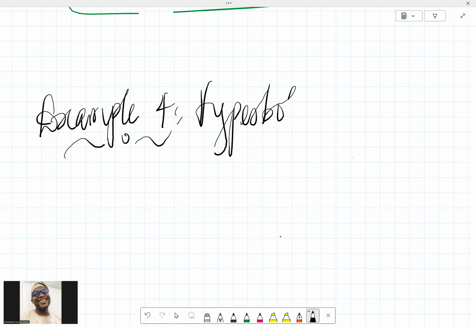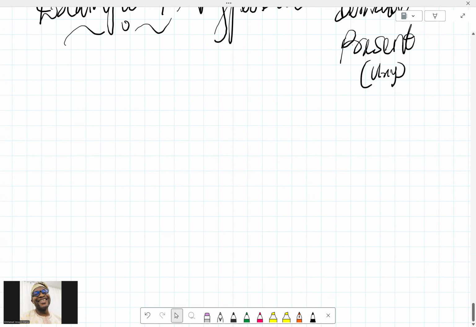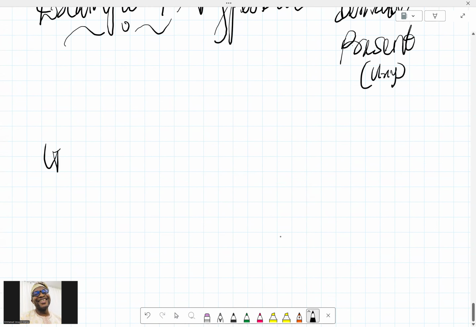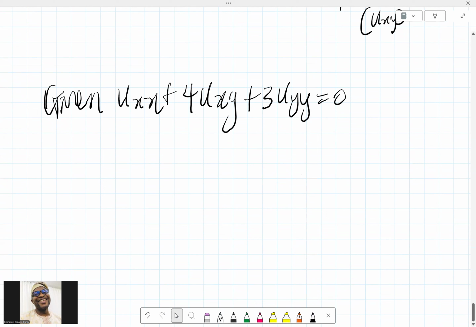We have something hyperbolic, which has the cross derivative present. The cross derivative is where you have uxy, something like this. So that's this example. Given uxx plus 4uxy plus 3uyy equals 0, you see everything is there.